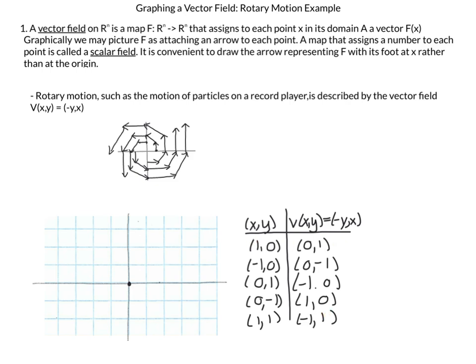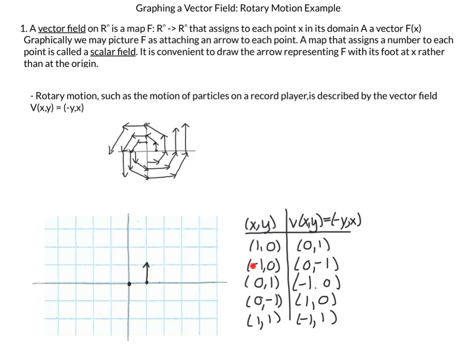So let's start with 1, 0. So that's this point right over here. And what I have is the vector 0, 1. So 0 in the x direction, 1 in the y direction. So it looks like this. But now I need to move that vector over to my point 1, 0. So let's move that vector over here. So at the point 1, 0, I have my vector 0, 1.